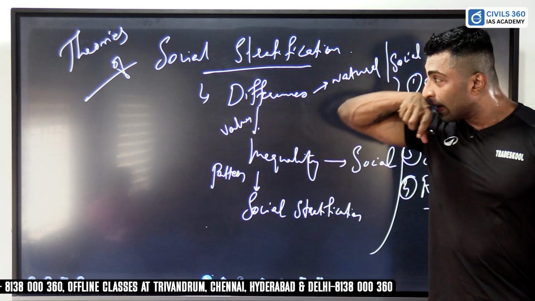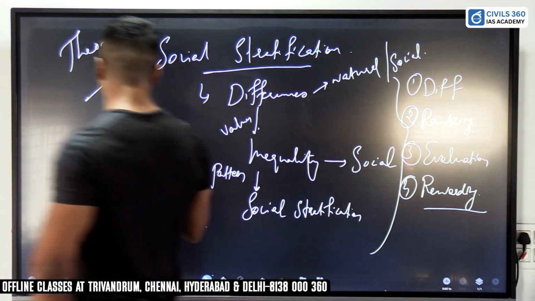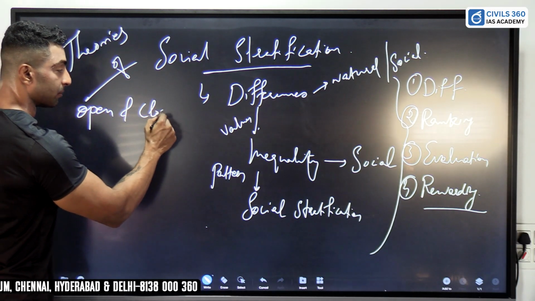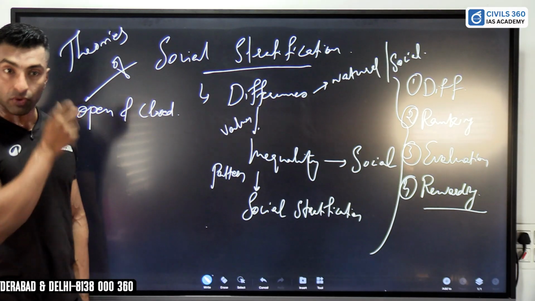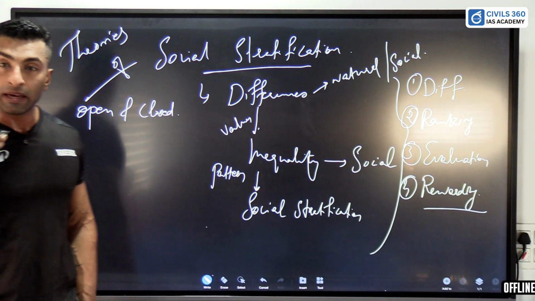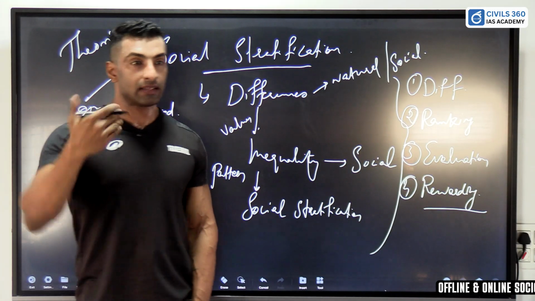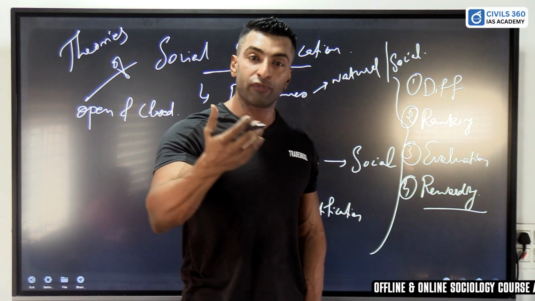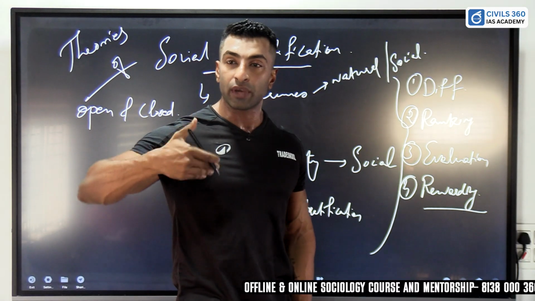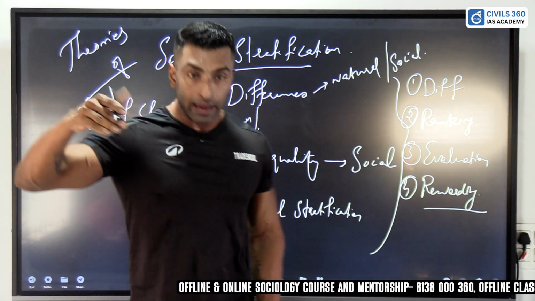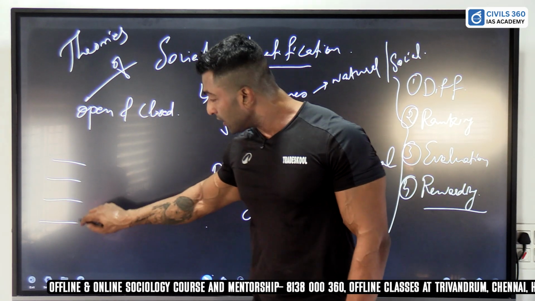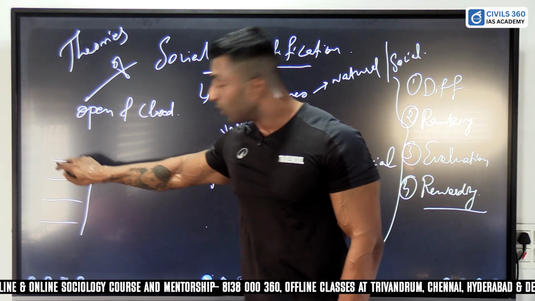Stratification you understood. Now we have also mentioned open and closed systems, right? So what is an open system? It is based on mobility. Mobility means movement, right? So when I say I am mobile, it means I can move. Mobile phone means something which you can carry, right? That's why it's a mobile phone. So mobility means you can move from one place to another. In this context, mobility means you have different strata, so either you can move up or you can come down.